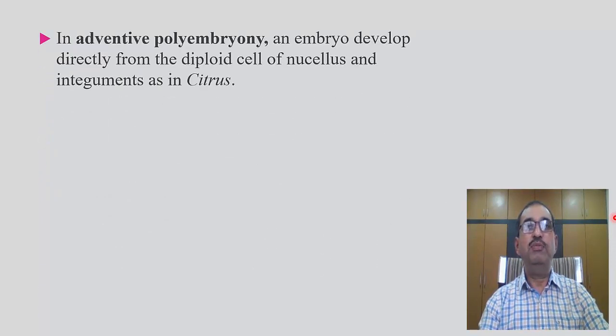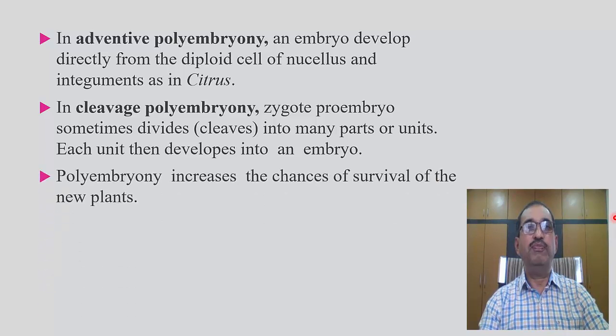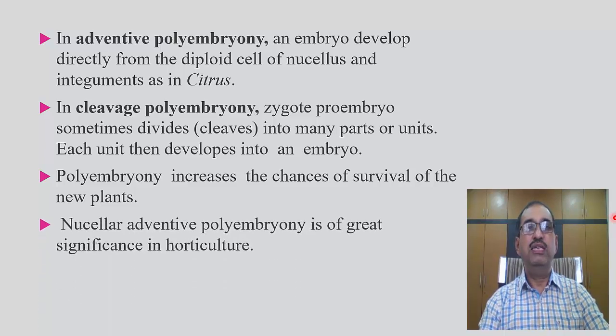In adventive polyembryony, an embryo develops directly from the diploid cells of nucellus and integument as in citrus. In cleavage polyembryony, the zygote proembryo sometimes divides into many parts or units. Each unit then develops into an embryo. Polyembryony increases the chances of survival of new plants. Nucellar adventive polyembryony is of great significance in horticulture.